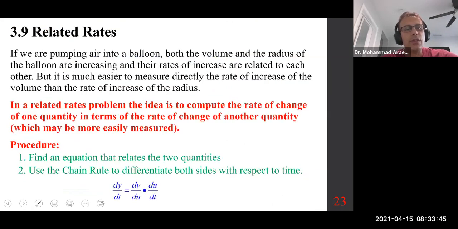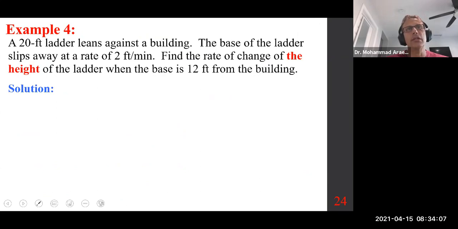Related rates. We discussed that in order to find a relationship between two quantities that are changing, we need a formula first that relates the two, and then we use the chain rule and differentiate to find the related rate. So as an example, if you look at this one, a 20-foot ladder leans against a building, the base slips away at a rate of 2 feet per minute. We want to see the rate at which the height is changing when the base is 12 feet from the building.